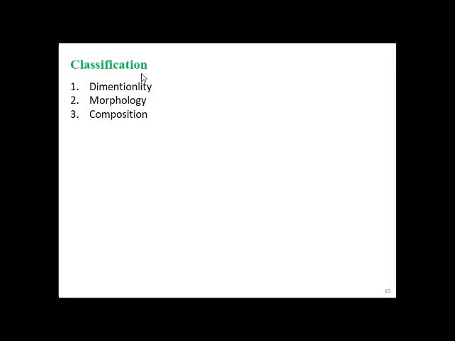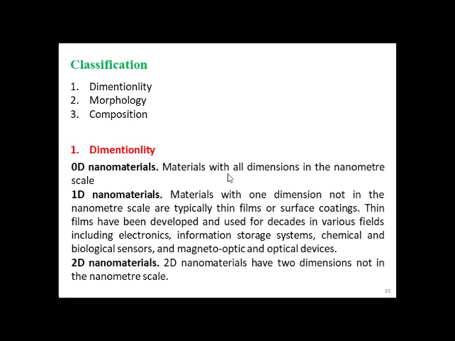Next is the classification of nanomaterials. They can be classified depending upon their dimensionality, morphology, and chemical composition. So starting from dimensionality, the nanomaterials can be classified into 0-dimensional, 1-dimensional, 2-dimensional, and 3-dimensional nanomaterials.